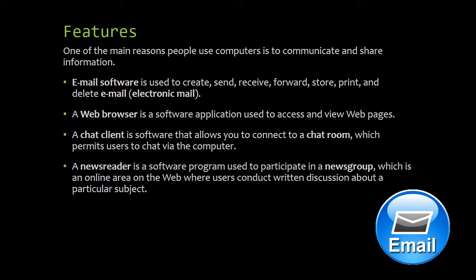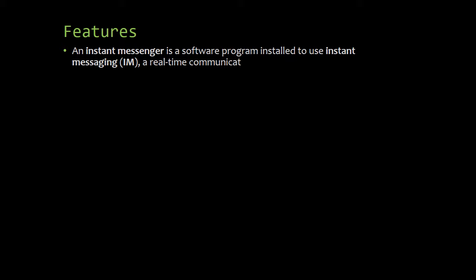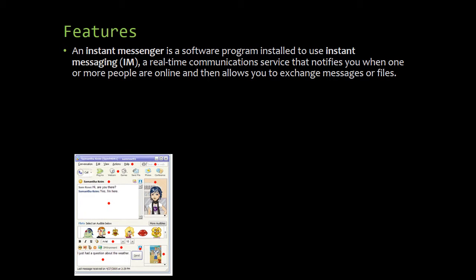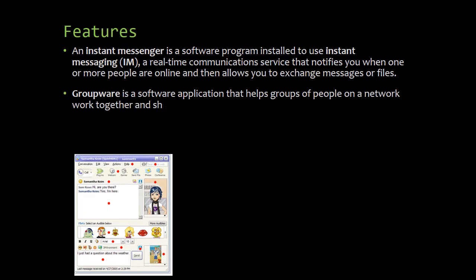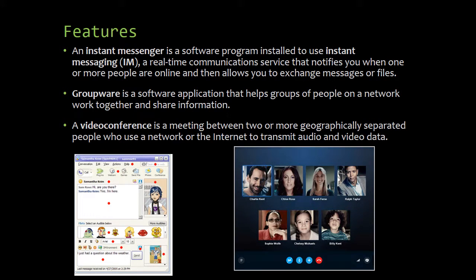An instant messenger is a software program installed to use instant messaging, or IM, a real-time communication service that notifies you when one or more people are online and then allows you to exchange messages or files. Groupware is a software application that helps groups of people on a network work together and share information. A video conference is a meeting between two or more geographically separated people who use a network or the internet to transmit audio and video data.